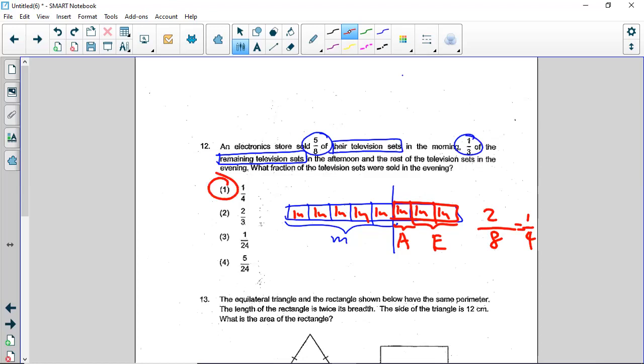So can you see why we need to draw a model? Otherwise, you will have to think a bit more and you have more writing to do, right? So a model sometimes can give you fewer steps if you know how to draw the model.